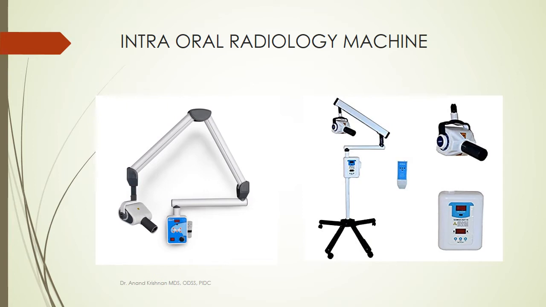So remember these parts: the tube head, the horizontal and vertical arm, and your control panel, and you have your trigger. So just keep this in mind. We'll talk in much more detail about this when we have a live demonstration. All of this, when you see it live, makes much more sense than in a picture, but I'm just telling you so that you get a general idea as to how an intraoral radiology machine looks like.